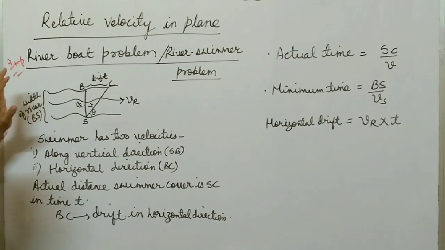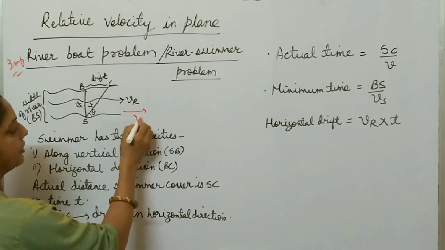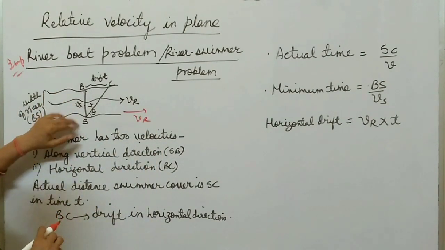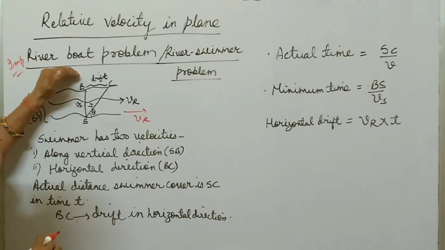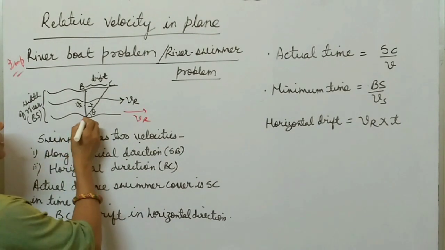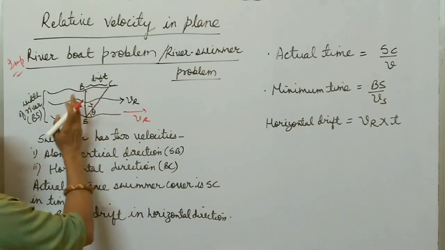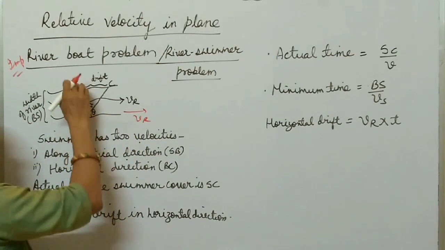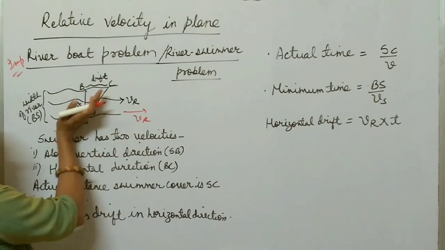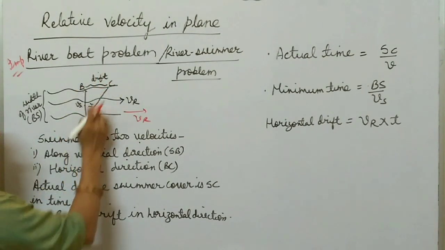What happens? Suppose the river is flowing in this direction. This is the velocity of the river, right? And the swimmer is on this side. Now the swimmer wants to cross this river from one end to the other. If the river is at rest, the swimmer just crosses along the SB direction. But due to the velocity of the river, the swimmer, who wants to move from S to B, instead moves with the river in this direction, along SC.